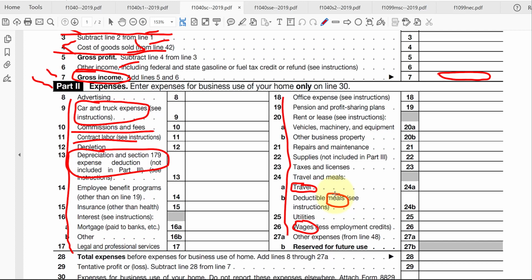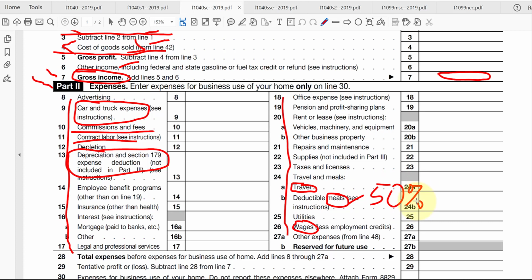From 2018 and now scheduled to 2025, you cannot deduct any costs for business entertainment, but you still can deduct, if you can separate it out, the cost of business meals. At least 50% is still deductible.